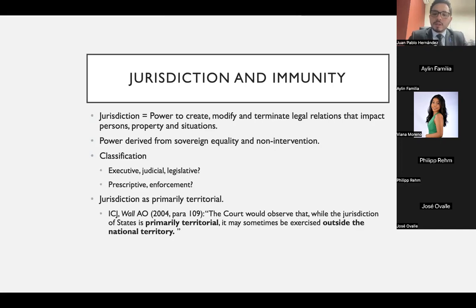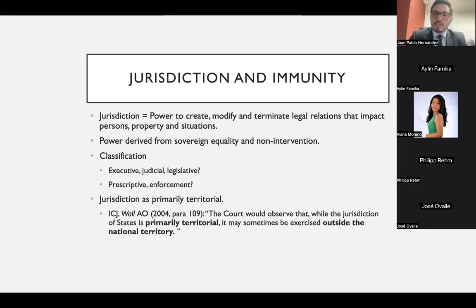And it is also a principle that is related to the notion of non-intervention, in the sense that a state is not allowed to substitute its own public functions for those of the territorial state. And thus, there is a distinction to be made here regarding the territorial scope of jurisdiction. And this is particularly relevant in the realm of international criminal law and also transnational criminal law.